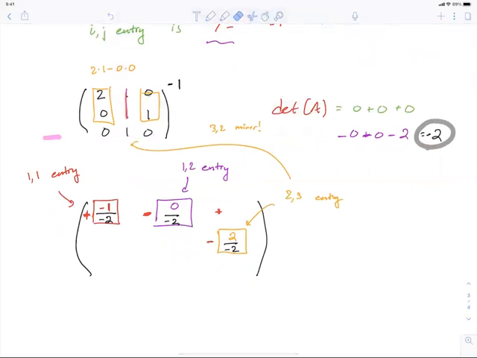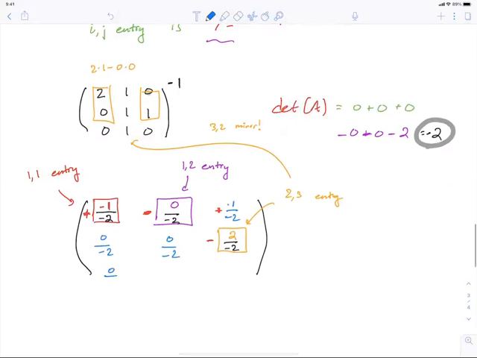So just for completeness, let's write down what we get as a final answer here. So the final answer, you would get 1 over minus 2. You get 0 over minus 2. Here you get 0 over minus 2, 0 over minus 2. Minus 2 over minus 2, or plus 2 over minus 2. And 2 over minus 2. And you get this pattern.